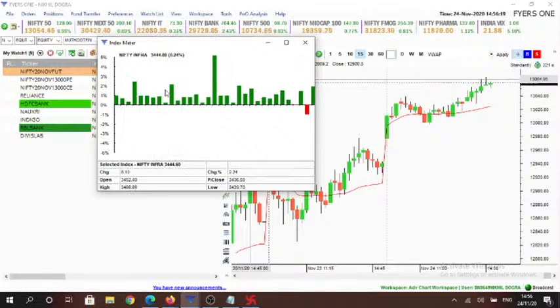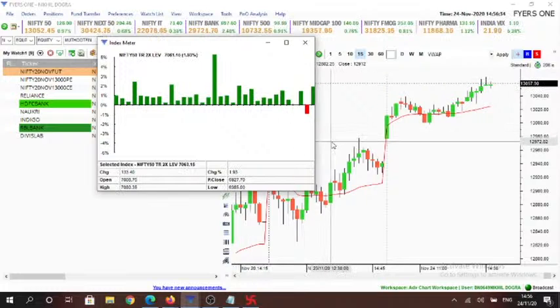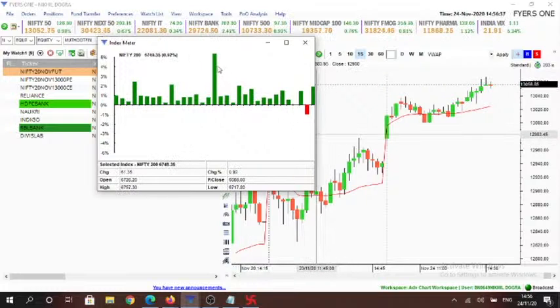Nifty Bank 2.4%, Nifty Realty. It is interesting that India VIX is rising today.